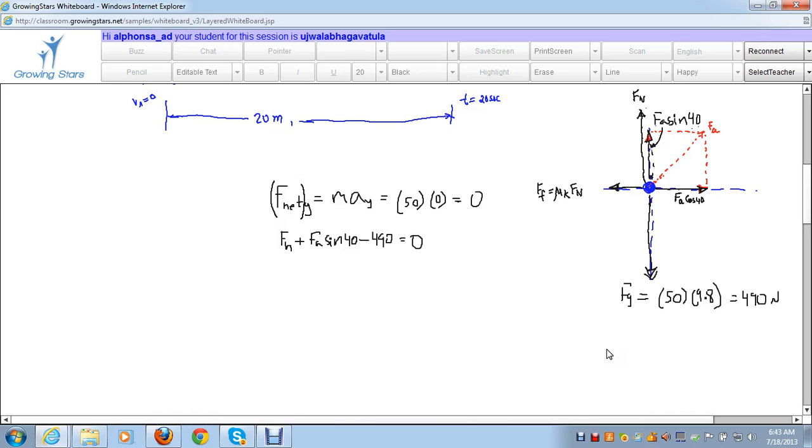Okay, that's one. But now we cannot solve that, isn't it? Because we have 2 unknowns there, okay? Now you can. So what will be Fn here? You can keep it ready. I'm writing Fn is equal to 490 minus Fa sine 40. Am I right? Yeah. That's Fn, okay? Now, what will be force of friction now? Force of friction, mu k times Fn, isn't it? Okay, so now look at the horizontal motion now. F net in the x direction.